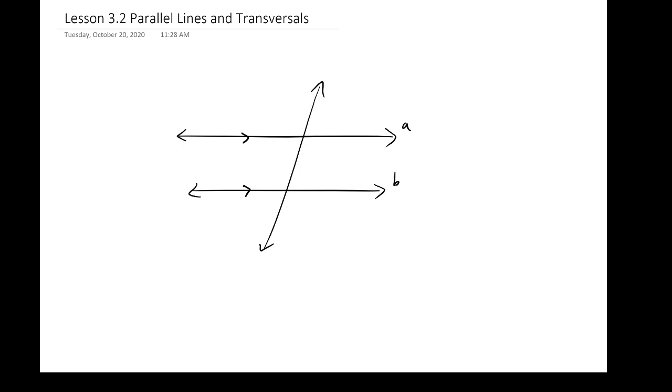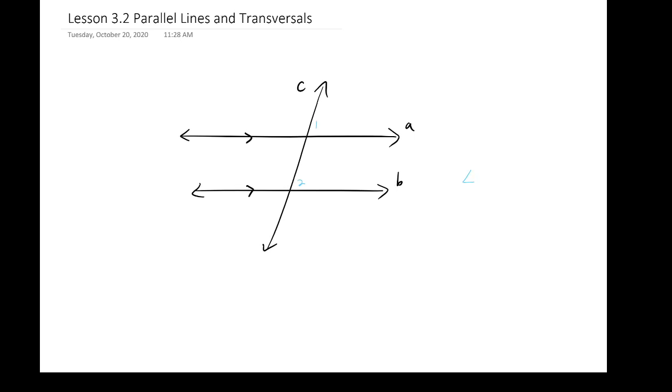Here we have lines A and B, which are parallel, with C cutting them. Moreover, I'm going to draw angles 1 and 2. In this case, angles 1 and 2 are congruent.